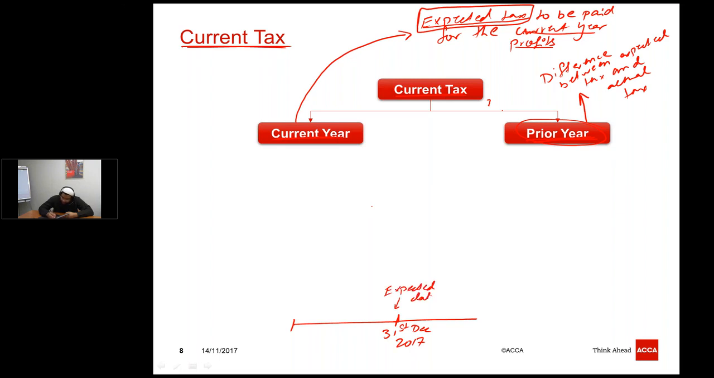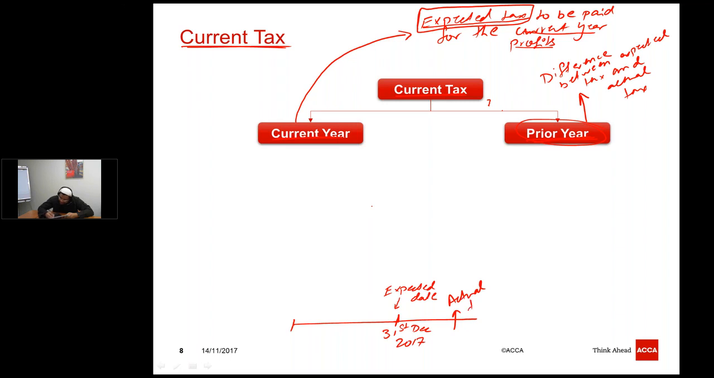When am I going to get the actual amount of tax? During this year or during the next year? I've calculated the expected tax on December 17. Now the question is, when am I going to get the actual tax, in this year or the next year? Obviously next year.